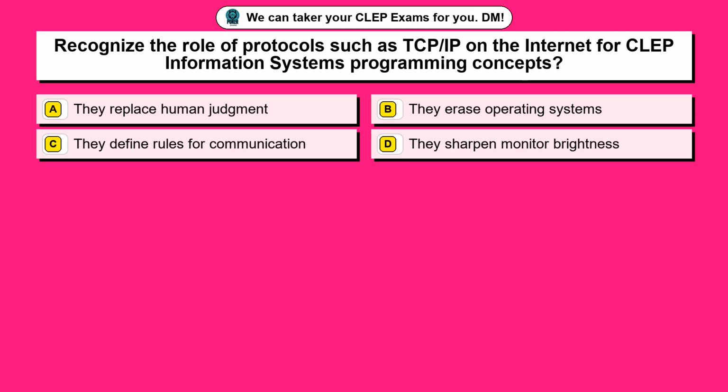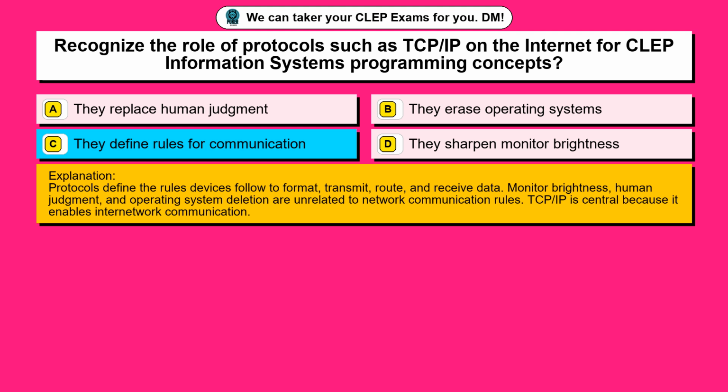Question 29. Recognize the role of protocols such as TCP/IP on the Internet for CLEP Information Systems programming concepts. Option A. They replace human judgment. Option B. They erase operating systems. Option C. They define rules for communication. Option D. They sharpen monitor brightness. The correct answer is option C. They define rules for communication.